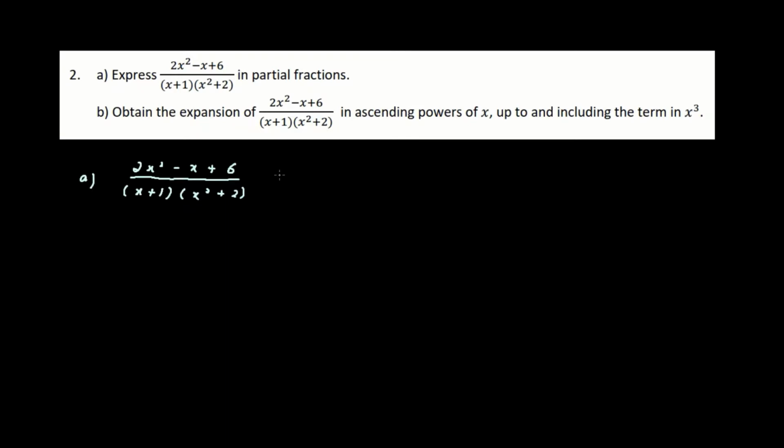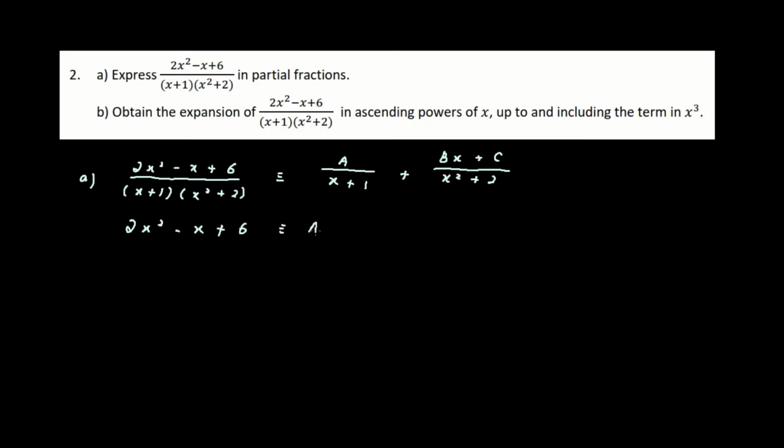Same thing. The first one, you have a linear factor, which will give you a partial fraction a over x plus 1. Then for your second one, you can see x squared plus 2. This is a quadratic factor that you cannot factorize. So that's why you have x squared plus 2 as the denominator, and then your numerator is bx plus c. Alright, then after that, let's do the same thing that we normally do.